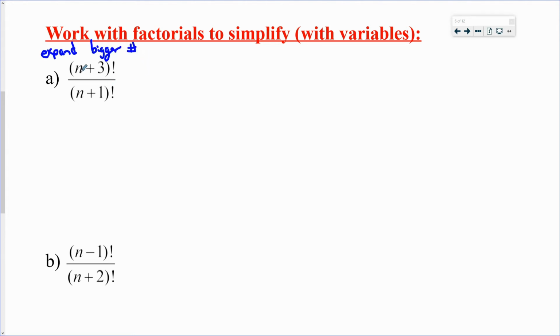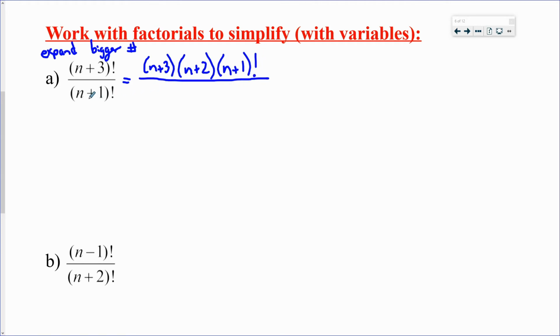Which one's the bigger number? Well, n plus 3 or n plus 1? n plus 3 is obviously bigger, so we're going to start expanding it. So I'm going to write n plus 3 times n plus 2, right? Just subtracting 1 every time. That's what factorial means. And then after n plus 2, I'm going to have n plus 1. And I'm going to stop there. So I'm going to recopy the factorial sign.